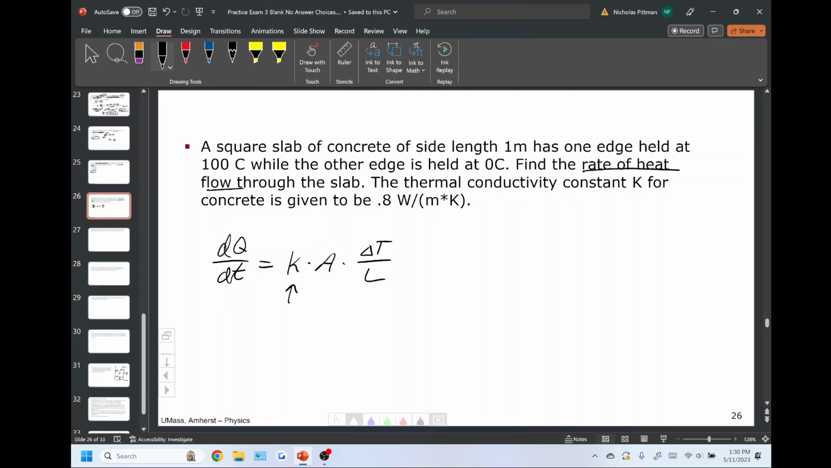Okay, K for concrete is 0.8. The area is 1 meter squared, so there's 1. Delta T is 100 degrees, right, the temperature difference between the edges. And the thickness, do I not tell you the thickness in here? Yeah, I need to tell you the thickness. Let's say the thickness is 2 meters. Let me just mark this down on my corrections real quick.